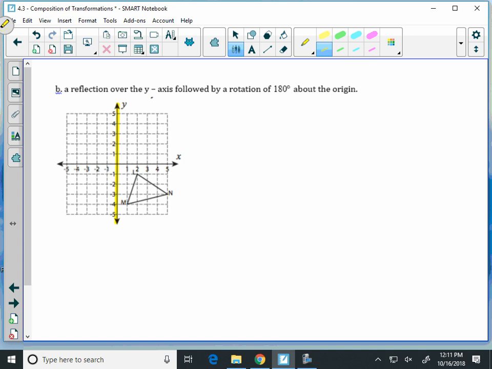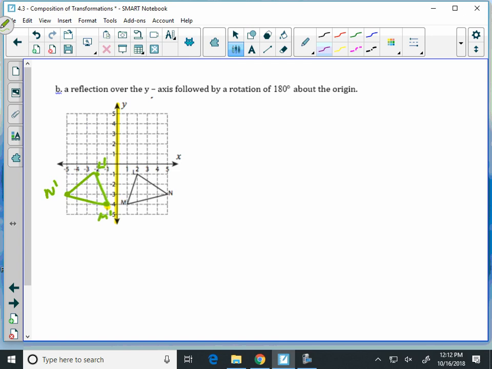So we reflect M, it's 1 away. So we just go 1 away. Ooh, that's supposed to be green. Goes 1 away in the other direction. M prime. N is 1, 2, 3, 4, 5. So we just go 1, 2, 3, 4, 5. L is 1, 2, 1, 2. And again, I'm labeling my points so I know what's what. We did the first transformation. The second transformation says a rotation of 180 degrees about the origin.